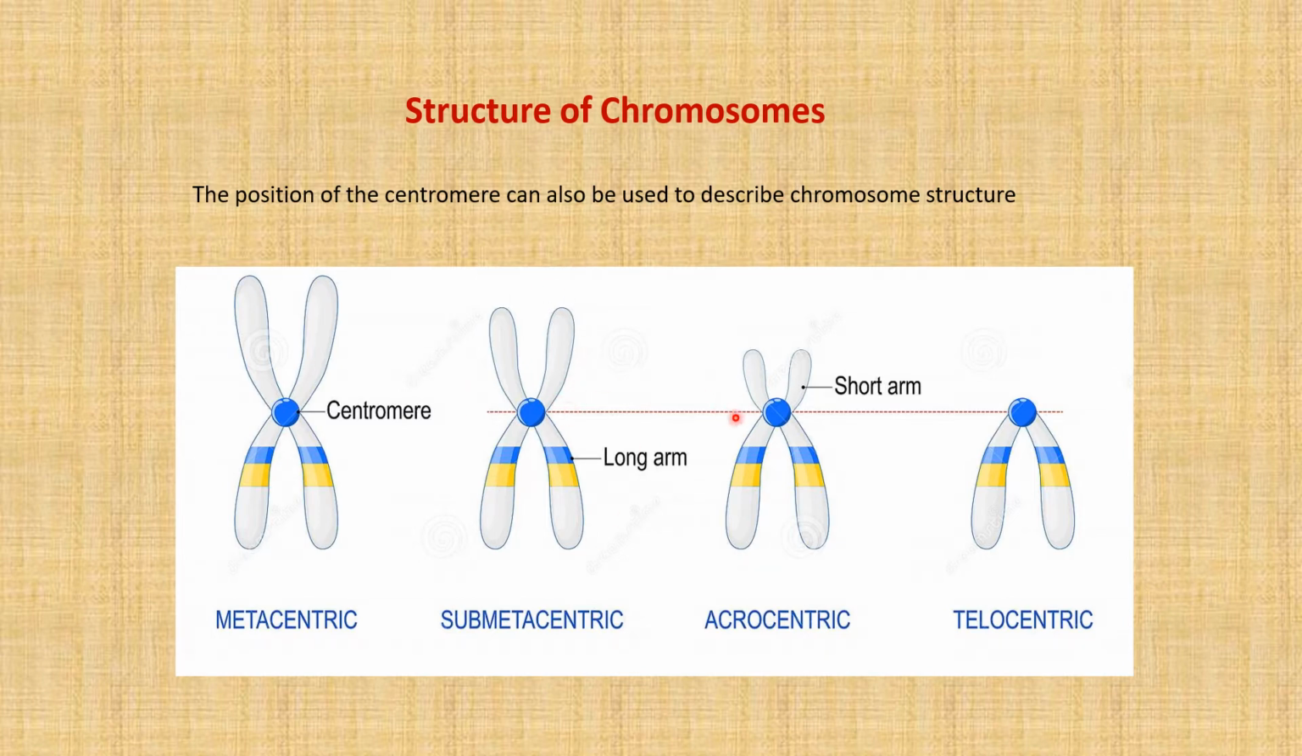And acrocentric. Acrocentric chromosomes have a centromere which is severely offset from the center, leading to one long arm and one very short section. And the final one is the telocentric chromosome. Telocentric chromosomes have the centromere at the very end of the chromosome. Humans don't possess this telocentric chromosome, but it is found in other species like mice.